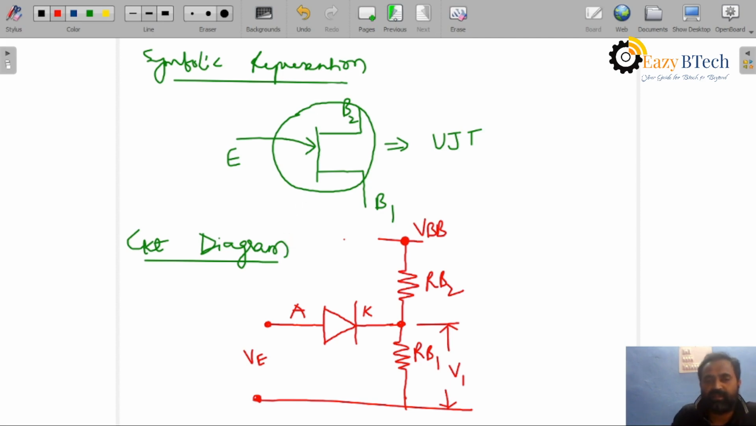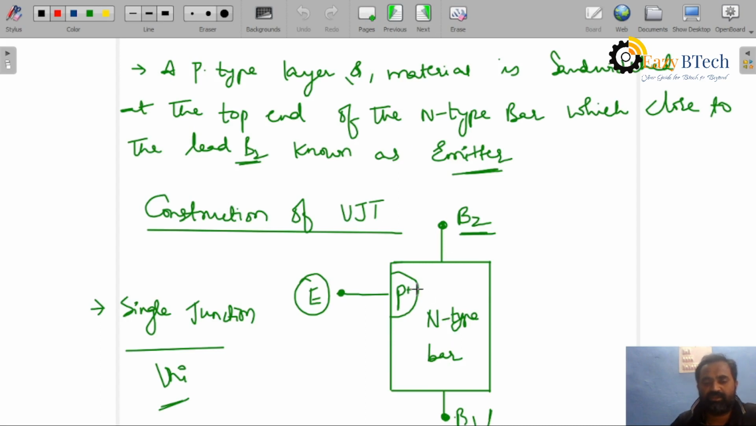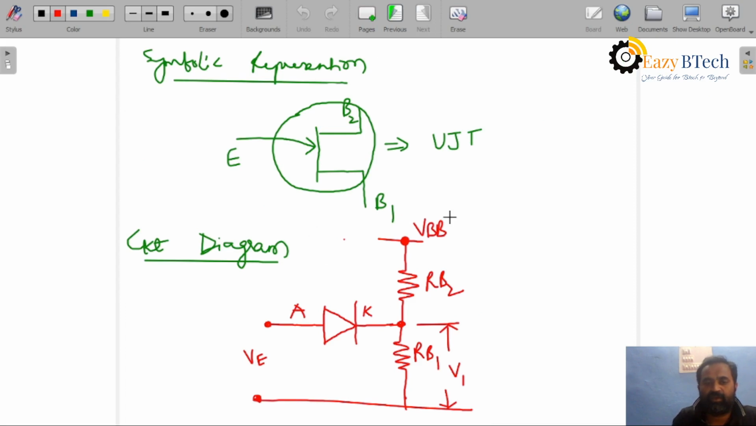Okay students, you can see in the previous diagram, this is the construction of UJT. You have a single junction, one P material and N material, within an N-type bar. This is an emitter in the open, this terminal is B2 and this terminal is B1. This is the construction of a UJT. Okay students, now you can see here we are applying the voltage VBB and here you are applying the voltage VE. During the positive half cycle this will become reverse biased, and all operations we will study here.